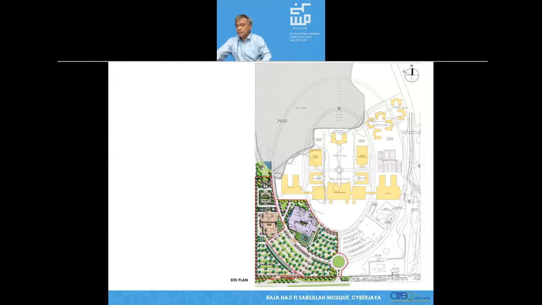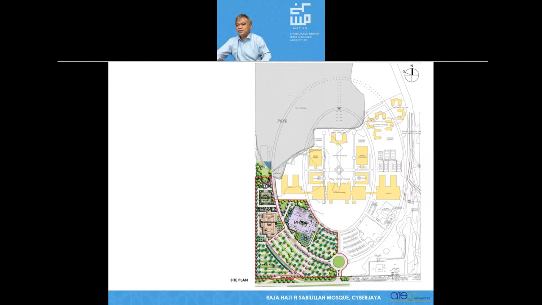Even now, previously it was 2015. So this is the first GBI Platinum mosque in Cyberjaya. It's currently the second largest mosque in Selangor. It can fit about 8,000 people. It's on a 13-acre site. And it's positioned this way because there was supposed to be an Islamic university by Cyberjaya, but it was never built.